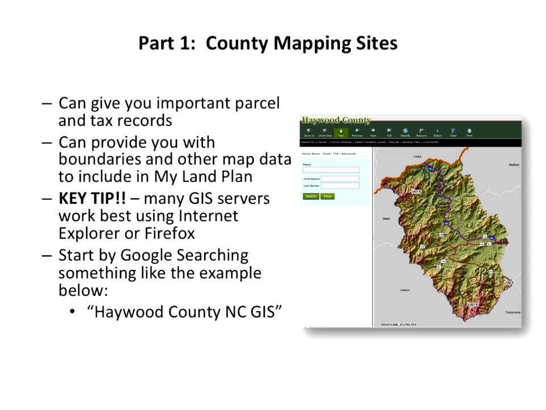So county mapping sites. Basically, they can give you important parcel and tax information. They can provide you with boundary and other map data that you can include in things such as My Land Plan or in Google Earth. One thing that's kind of a key tip, though, is many of the GIS servers that work with these interactive mapping sites work best using either IE or Firefox. I love Google Chrome, but it blows out a lot, or I'll get error messages sometimes when I go to these interactive mapping sites. Firefox, I think, has been my biggest success, and that's the browser I'm going to be using when we go out to these sites.